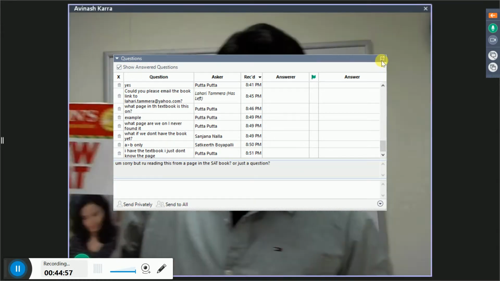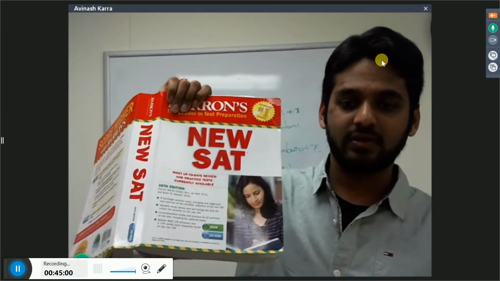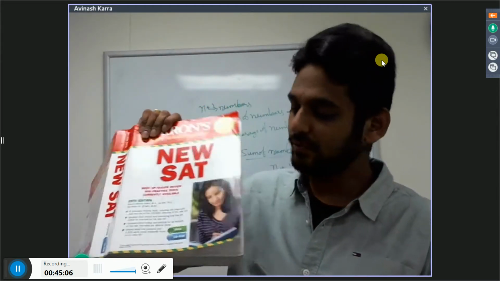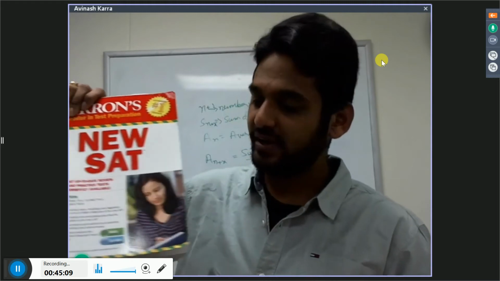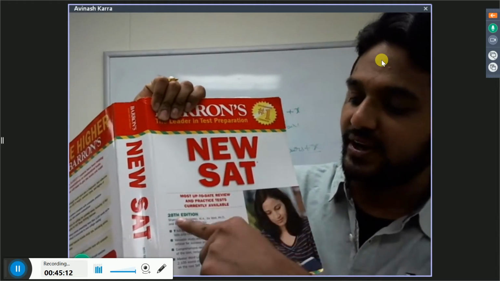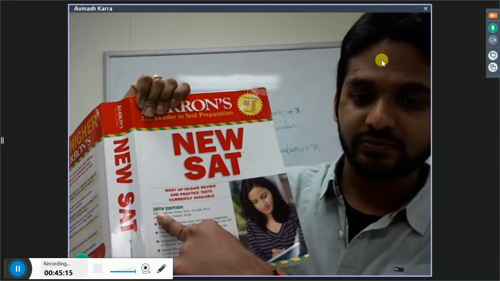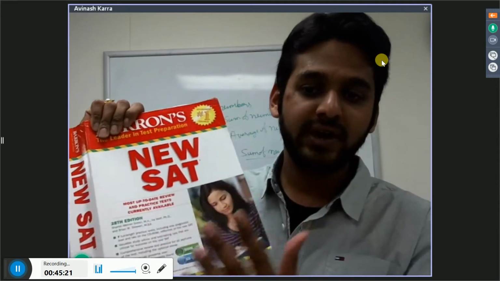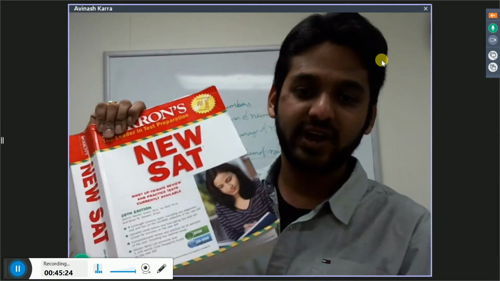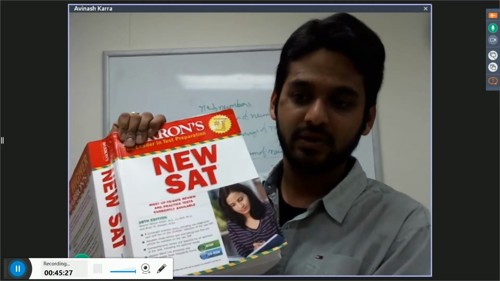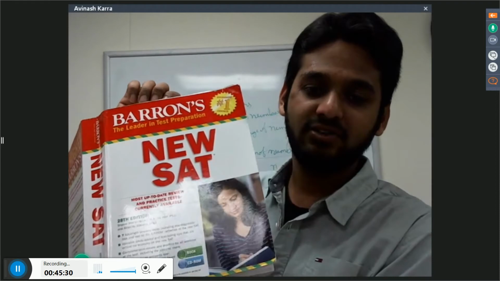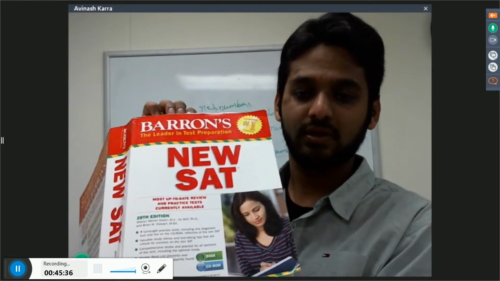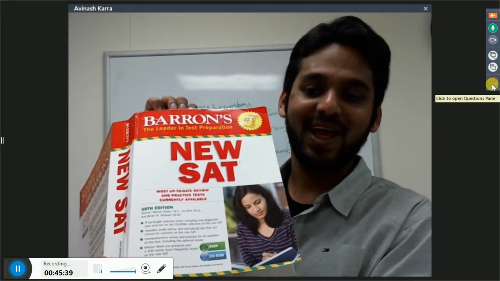See, the page number right now, I'm going with 495. And this is the textbook, New SAT 28th edition. This textbook not only helps for math, but also for English. It's like a whole guide. Yeah, parents.